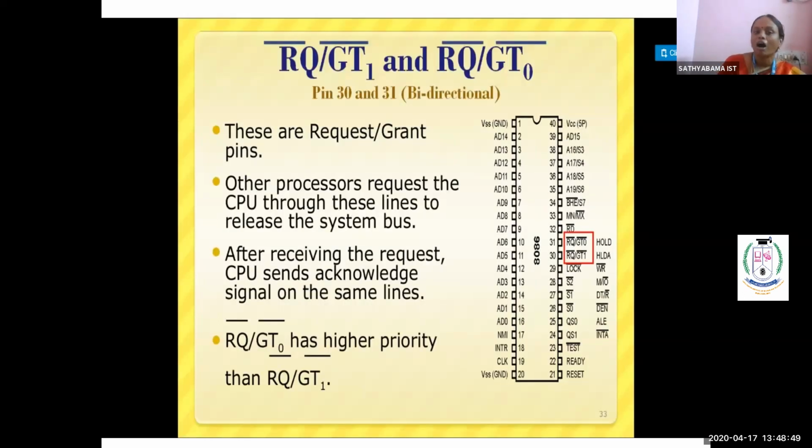The next one is RQ/GT, which means bus request, bus grant. Hold and HLDA signals we have studied now, and it is the same thing: RQ means bus request and GT means bus grant. Here we have two signals, so which signal is given the highest priority? RQ bar/GT0 bar has the highest priority. I think you can go through the last point and you may understand it well. Please put in the polling and then we will continue the class.